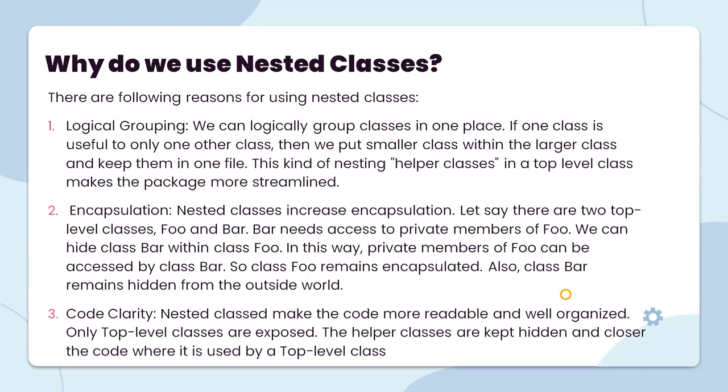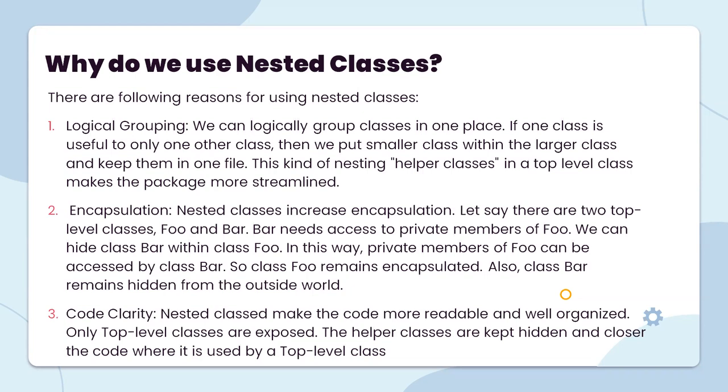Encapsulation: nested classes increase encapsulation. Let's say there are two top level classes, Two and Var. Var needs access to private members of Two. We can hide class Var within Two. In this way, private members of Two can be accessed by Var. So class Two remains encapsulated. Also, class Var remains hidden from the outside of the body. Right? That is encapsulation, hiding.